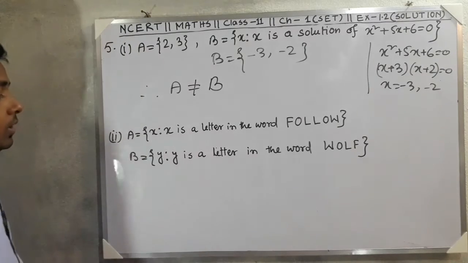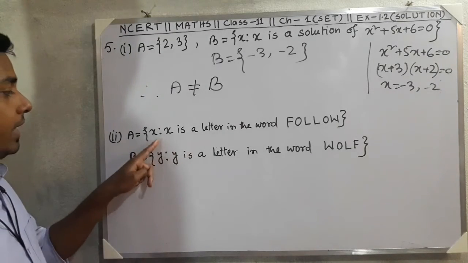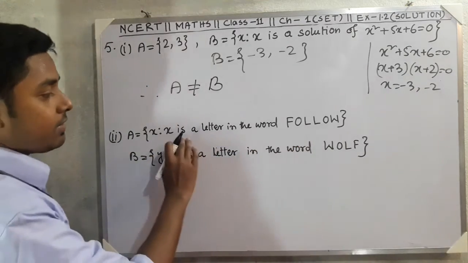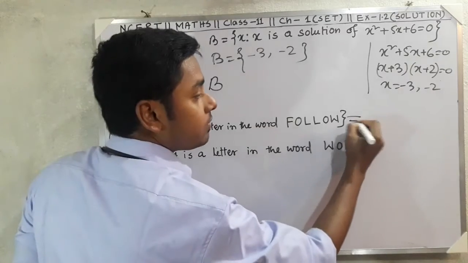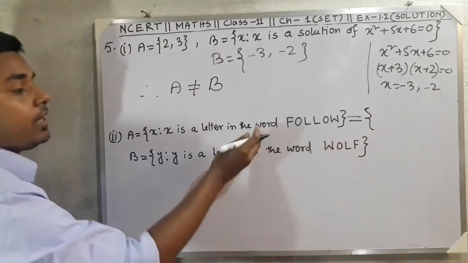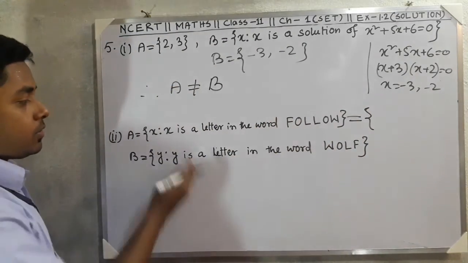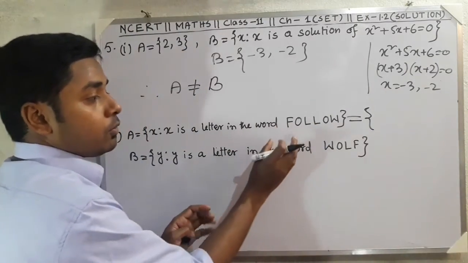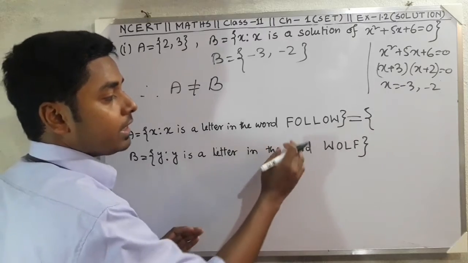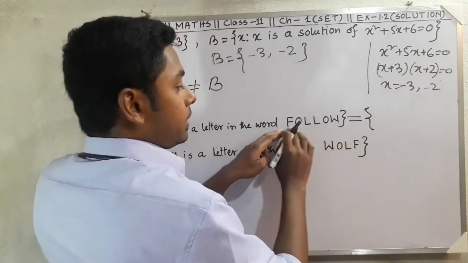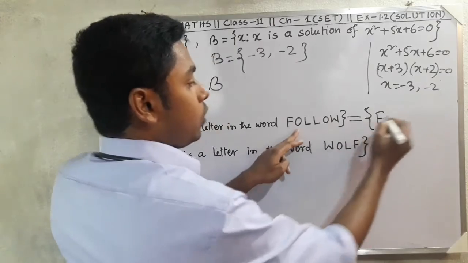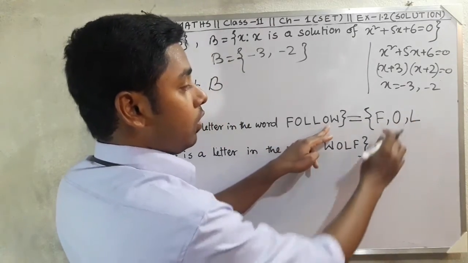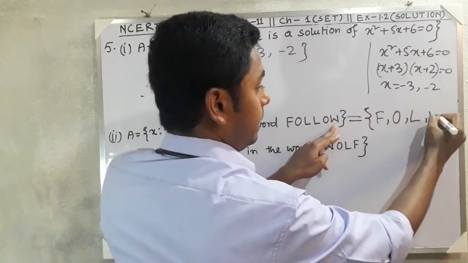Okay, now number 2, A is equal to x such that x is a letter in the word FOLLOW. So it is given in set builder form. First of all, convert it into tabular form. So x is a letter in the word FOLLOW. We have to make a set with the letters of FOLLOW. That means we take F, O, double L means a single L we have to take, O we have already taken one time, and then W.